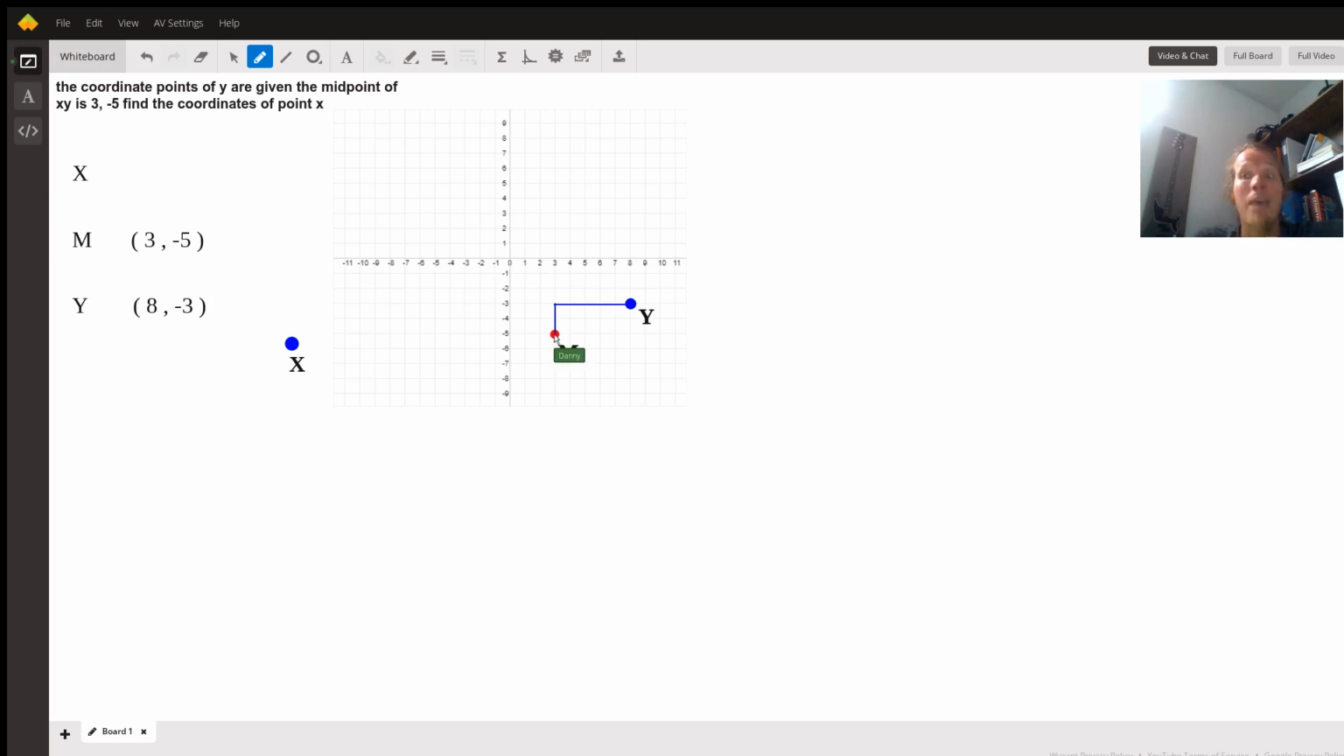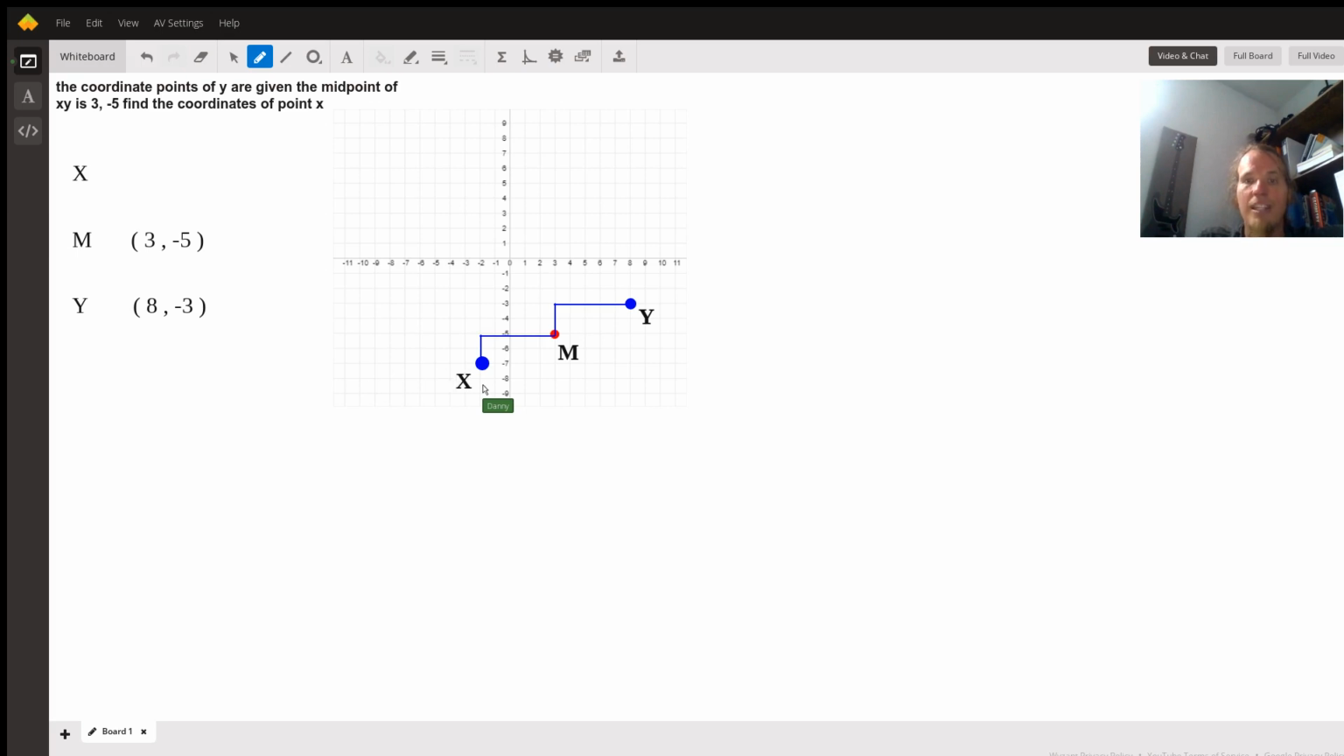Now that's halfway, so I'm going to do the exact same trip to get to the other endpoint. From our midpoint, I go over 5 spaces to the left and down 2 spaces from that point. I am now at the coordinates (-2, -7), and that's where I can put my point for X.